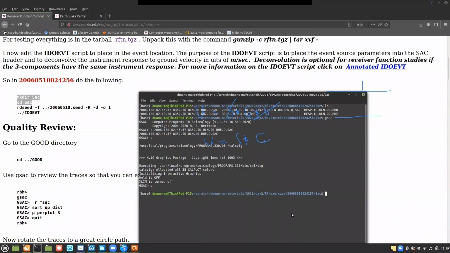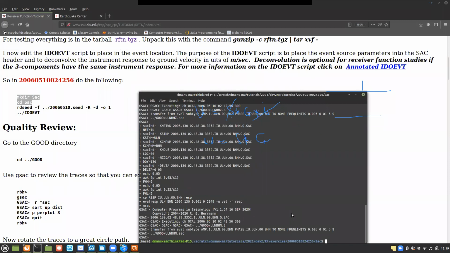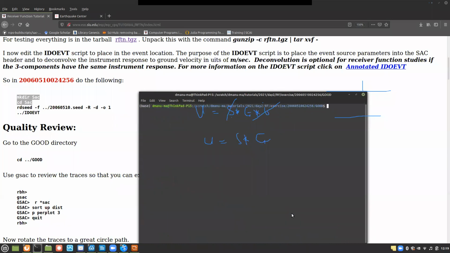So I think it's just, I do event, so it rotates this, does that, it gives you the results. So now we can go into the good directory, and now this just removes the instrumental response and saves them here. Okay, we can look at them.